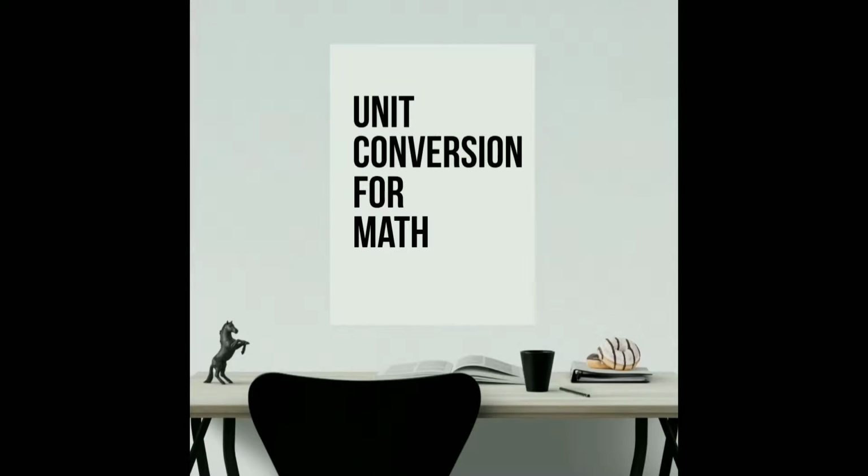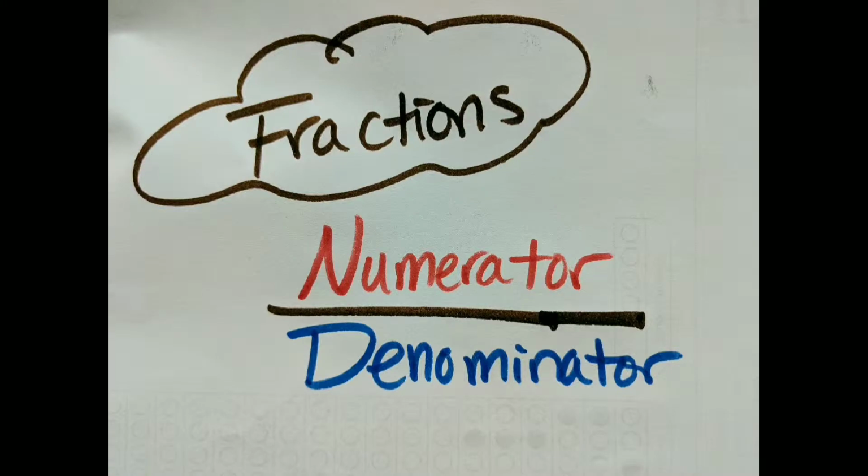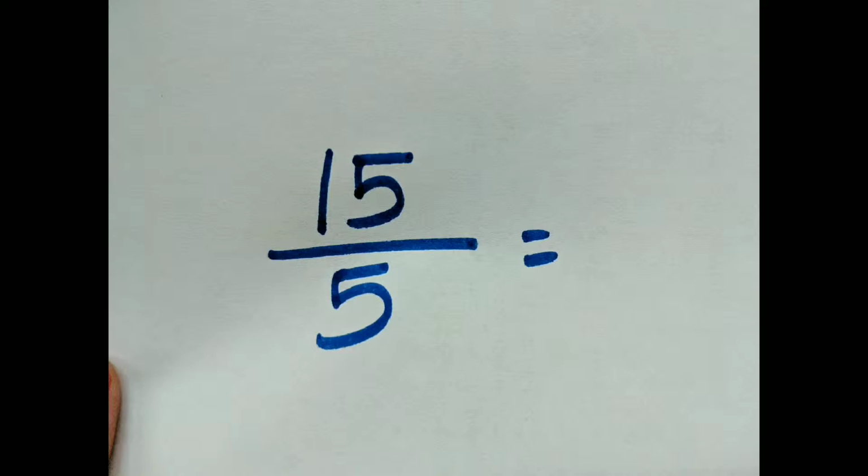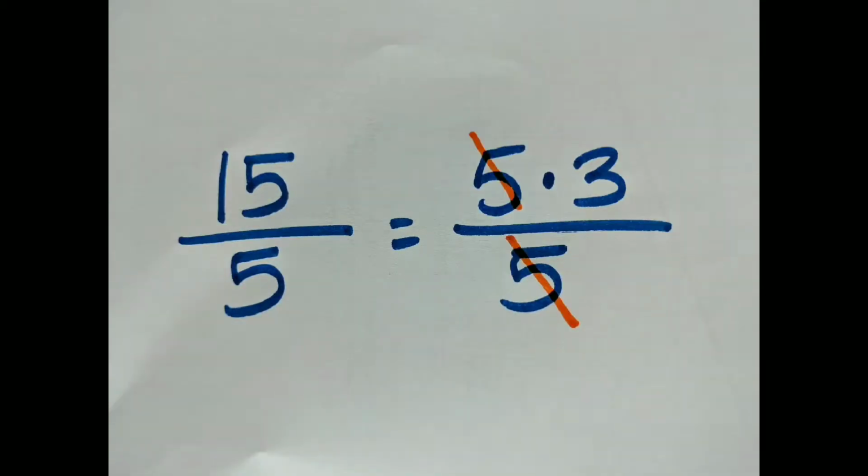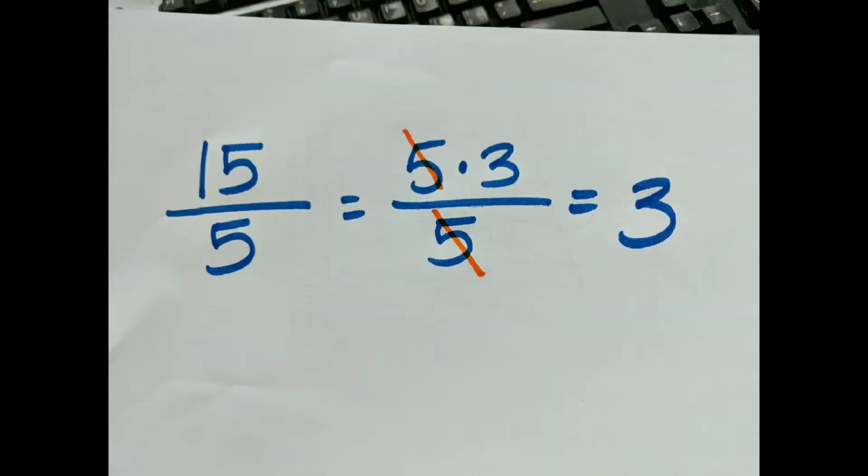The basic idea of unit conversion is that the units we want to get rid of, we want to have on the numerator as well as in the denominator so that they cancel each other out. Just like you can simplify fractions in this manner, we can also simplify units.